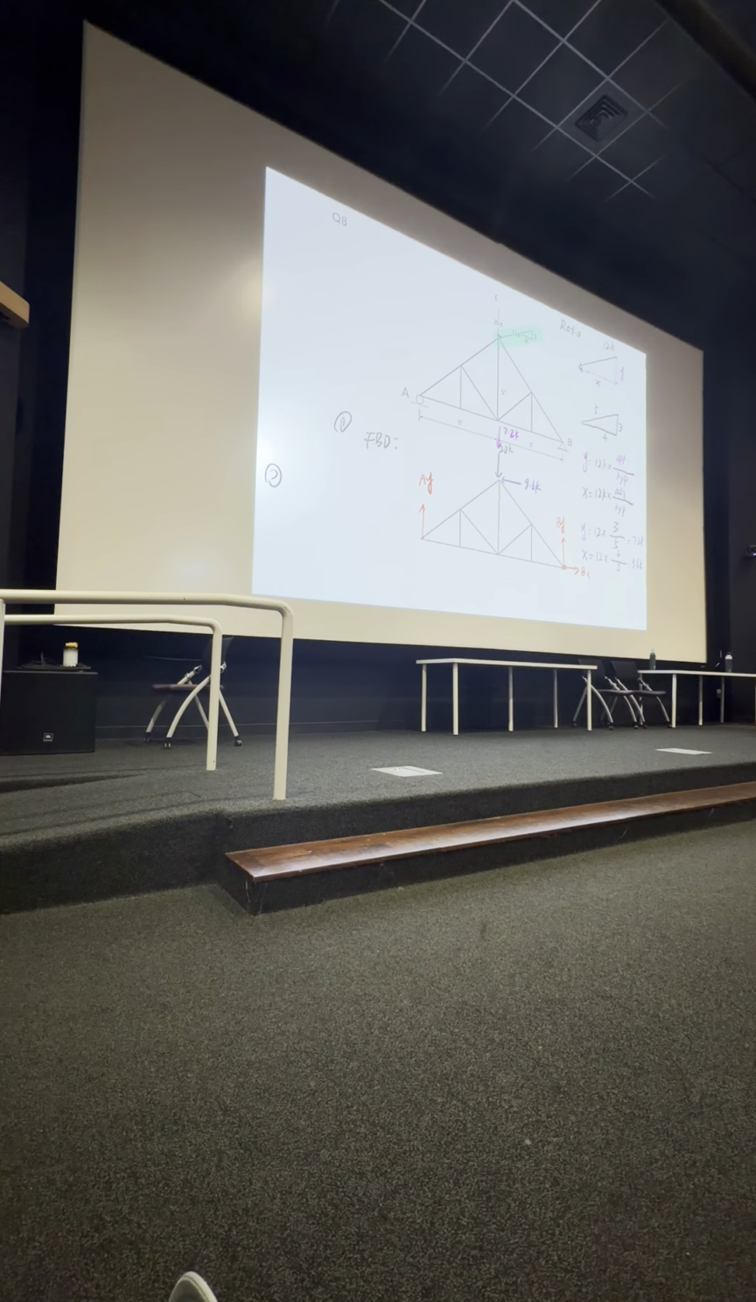Second, we need to set up the equilibrium equations. First of all, sigma Fx equal to 0. Which forces are in the x direction in this case? Our Bx going to the right, which means positive Bx. And we have this 9.6K going to the left, which means negative 9.6K equal to 0. So you got Bx equals 9.6K going to the right.